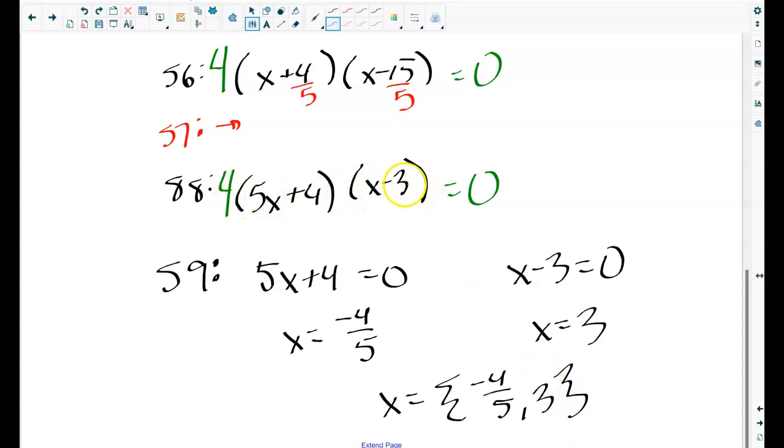Our goal is just to factor. That's the lesson. But your algebra should kick in, take care of business.